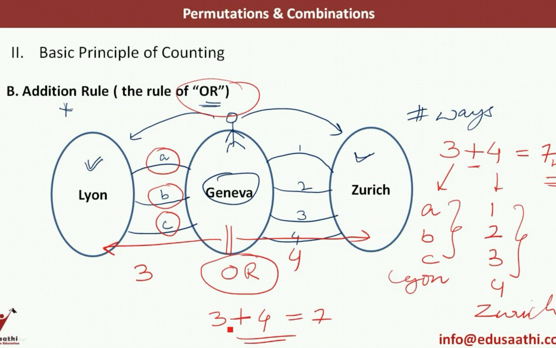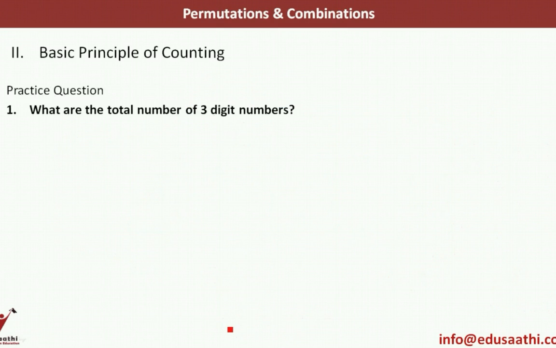I hope you've understood some amount of these principles. We'll do some more applications right now so that you have a better clarity on what is the addition rule or the product rule. Let's take some examples now. So we have the first practice questions. What are the total number of 3-digit numbers? So how do you calculate 3-digit numbers?